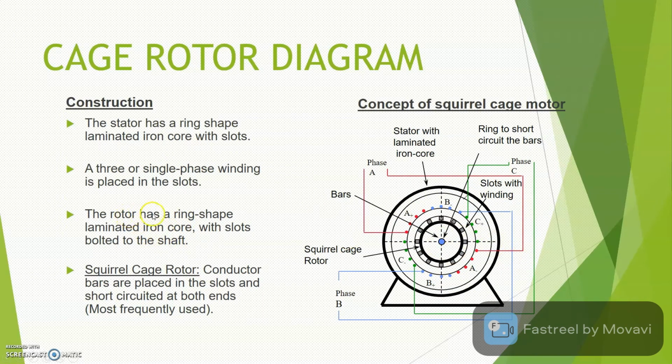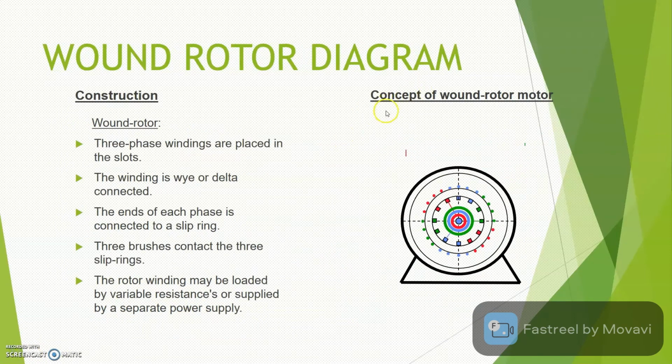The rotor also has a ring shape, laminated with the iron core with slots, bolted to the shaft. For the squirrel cage rotor, the conductor bars are placed in the slots and short circuited at both ends. The squirrel cage rotor is the most frequently used in most applications. Next, we will see the concept of the wound rotor motor.